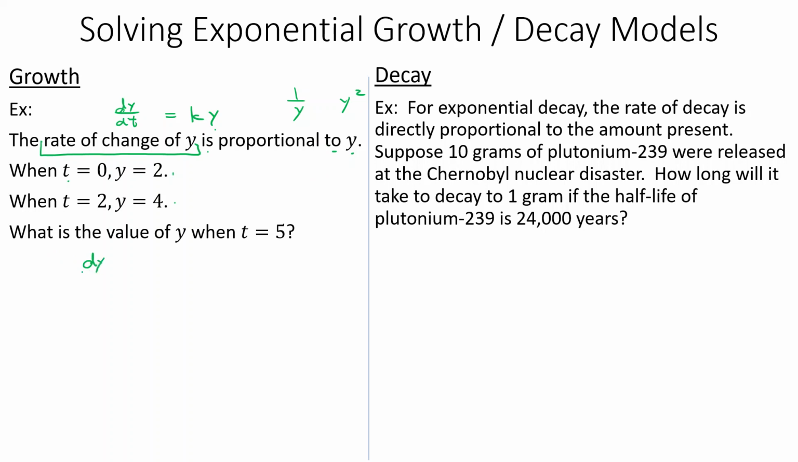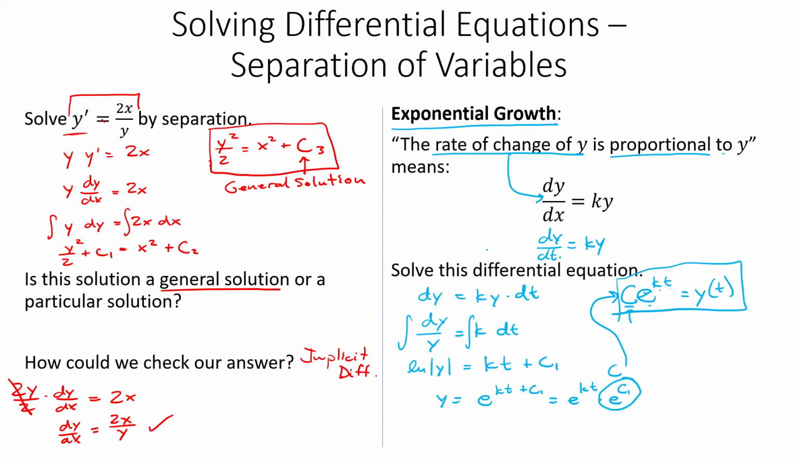We know if we have dy dt equals k times y, that leads to y equals c times e to the kt. We know that because we did it 2 slides ago. Here it is right here. All right, y equals c times e to the kt.